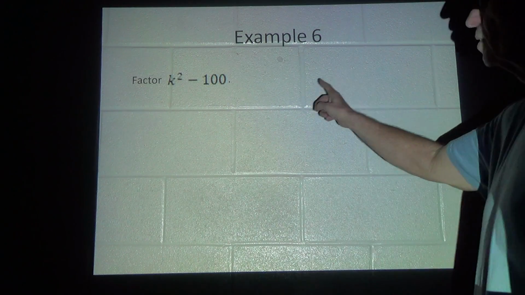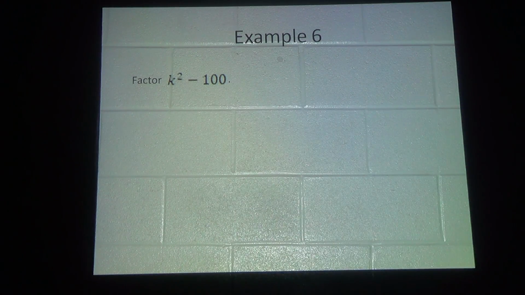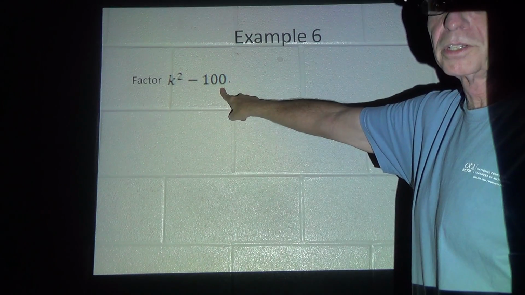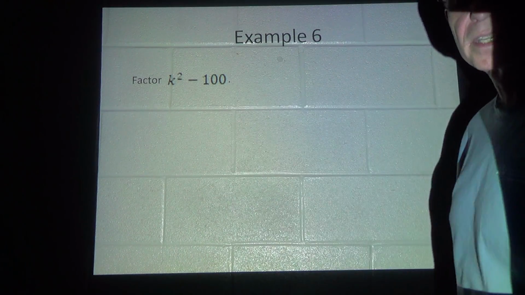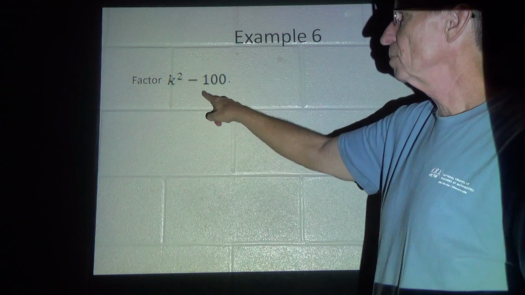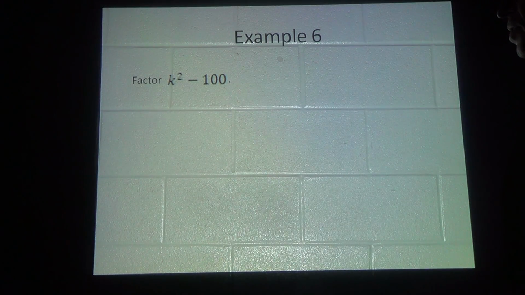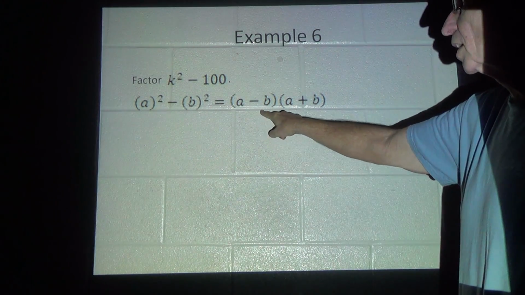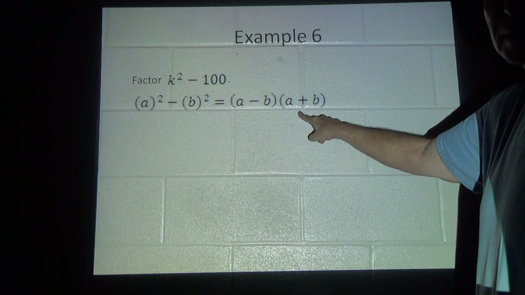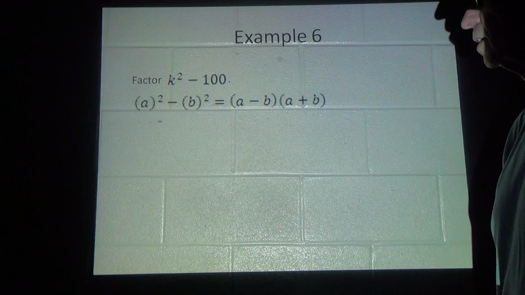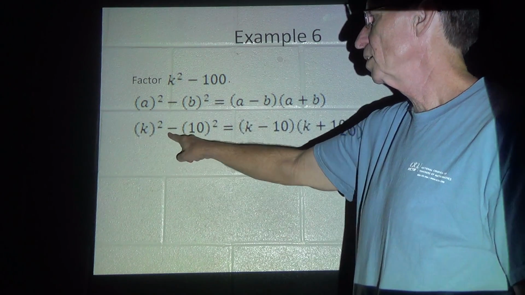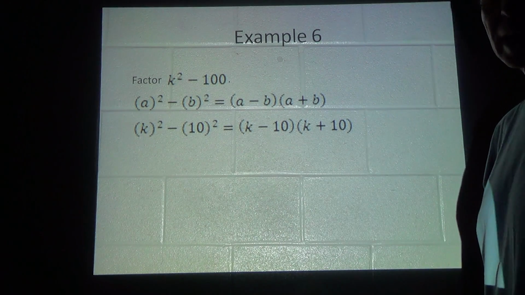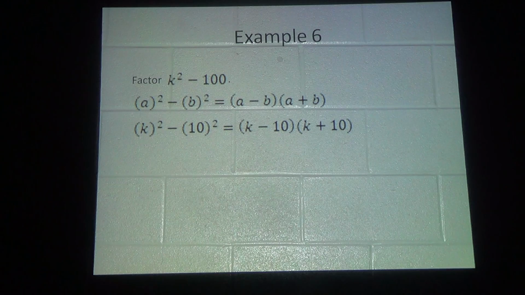Okay, example 6, they want us to go the other way. In this case, they want us to factor the difference of two squares. So I have k squared, and we know that the square root of 100 is 10. So this means that this is k squared minus 10 squared. So we can substitute it into our equation, which gives us this. That's going to give us (a minus b) times (a plus b). So k squared minus 10 squared will factor into (k minus 10) times the quantity (k plus 10).